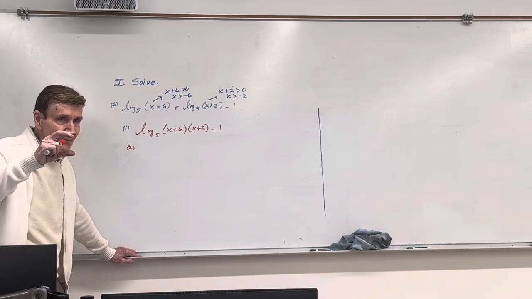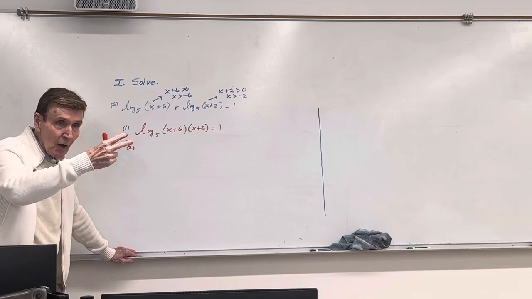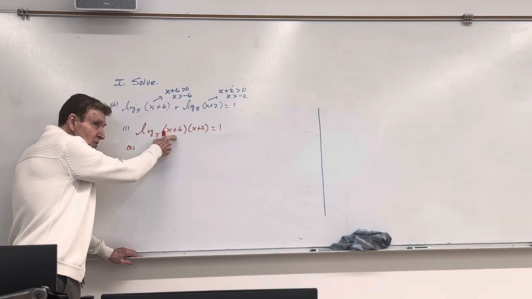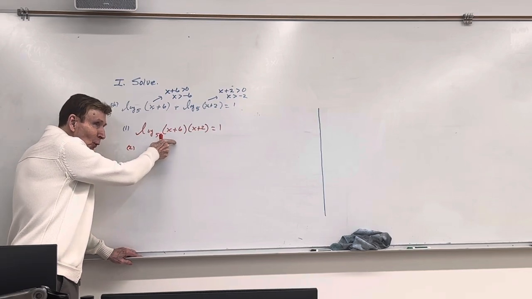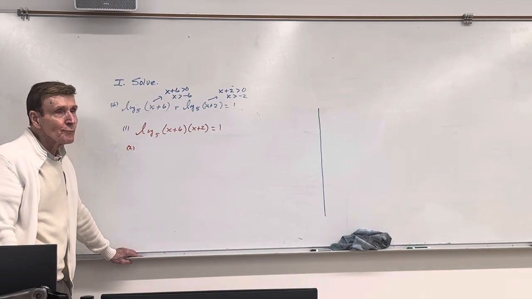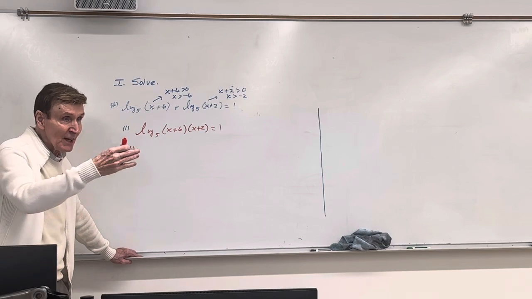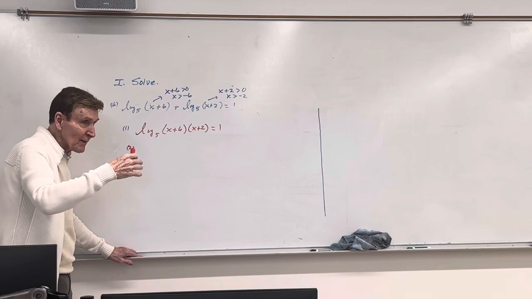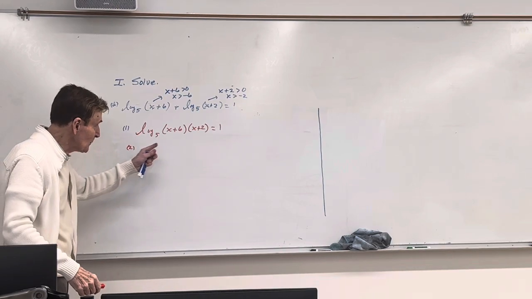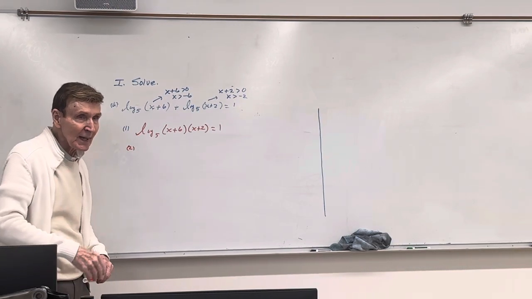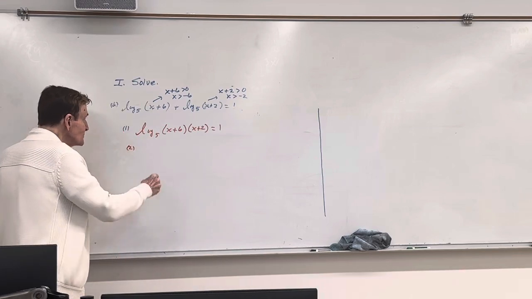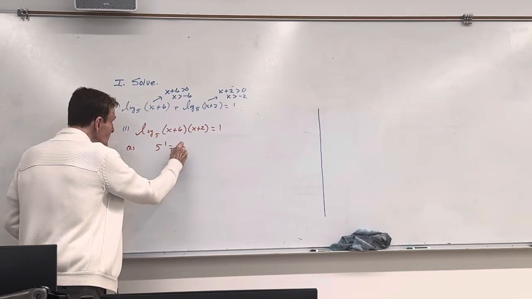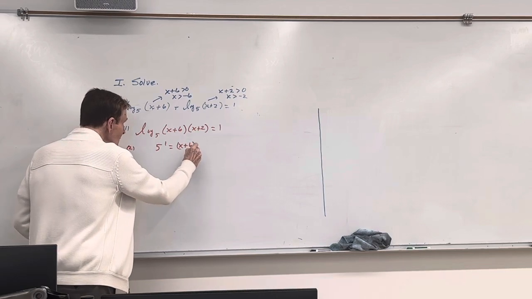Let me give you a little hint. Based on all that beautiful work we did before the break, can anyone tell me what this looks like in exponential form? Or tell me by definition, I erased it on the end of the board. What's the definition of a logarithm? I see a hand going up. Shane. Would it be 5 to the power of 1 is equal to x plus 6 times x plus 2?